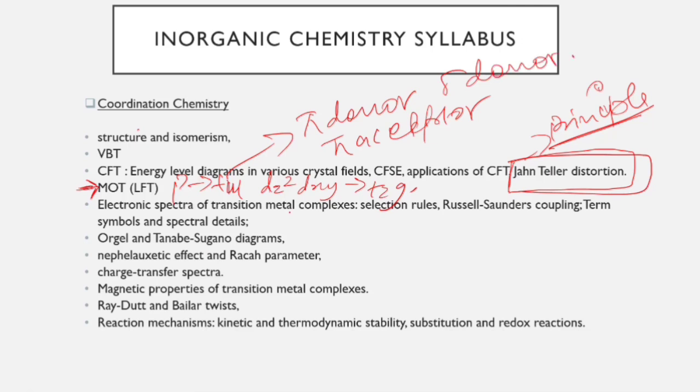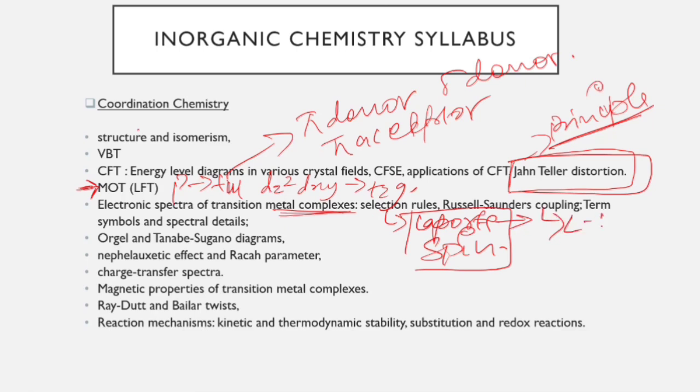Moving further, you have electronic transitions of metal complexes. Here, there are basically selection rules like the Laporte selection and spin selection. These are very important parts. You should remember what the Laporte selection rule is basically, which is that symmetric transitions are forbidden. Further, you have Russell-Saunders coupling or LS coupling, where orbital and spin momentum get coupled together. Last is how to find the term symbols for a complex as well as for a free metal, because the term symbols are different. You should know how to calculate the term symbols. Then there are spectral details, and as you study them, they tell about the number of transitions and what transitions are possible in the complexes.